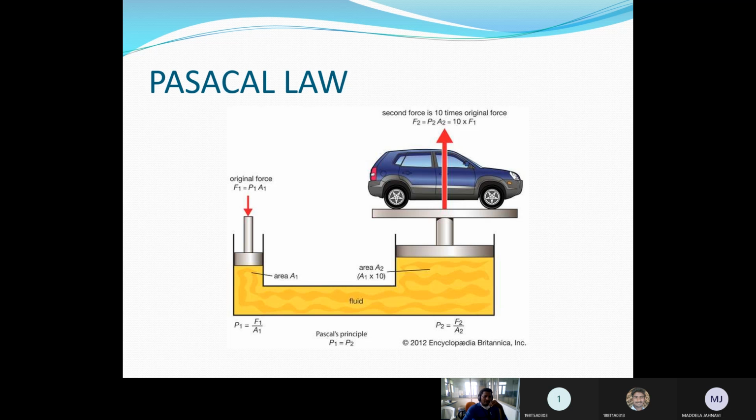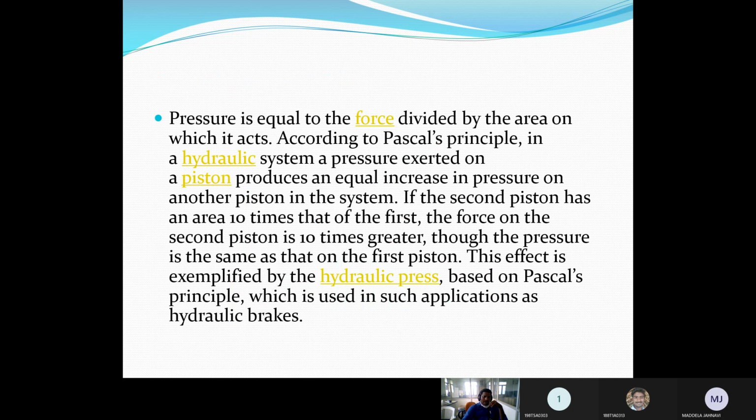Pascal's law states that the intensity of pressure is the same in all directions. Pressure is equal to the force divided by the area on which it acts.